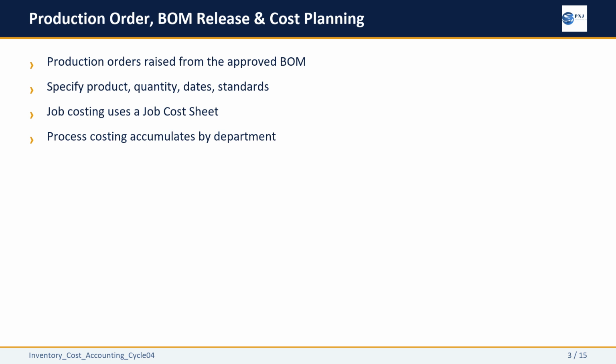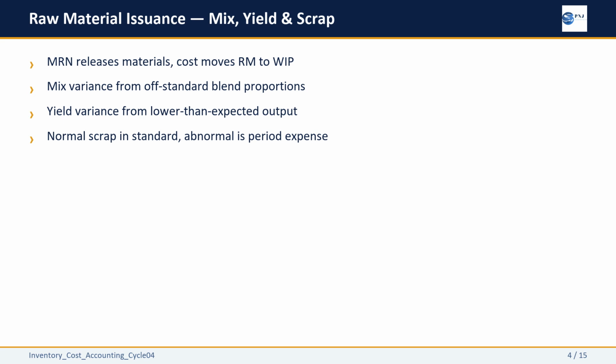Once the order is approved, materials start to move. Materials leave the warehouse against a material requisition note, the MRN, which references the production order and the BOM. At that moment, the cost moves from raw materials inventory into work in process. Now watch three things closely. Mix matters when a product needs a blend, say an alloy of 60% steel and 40% aluminum. If the actual proportions drift, you get a mix variance.